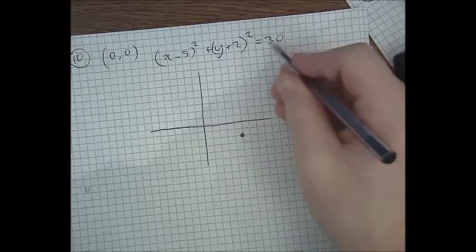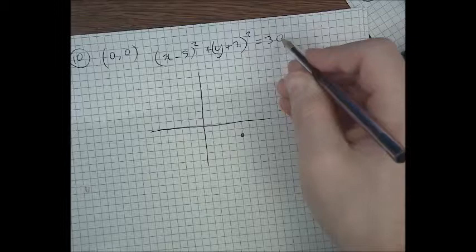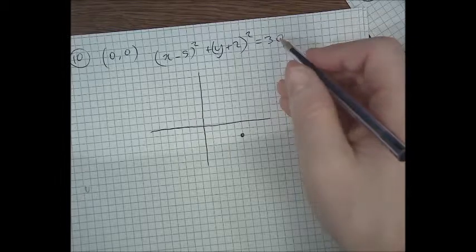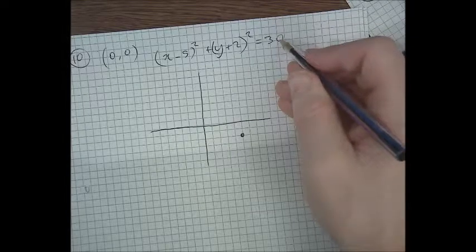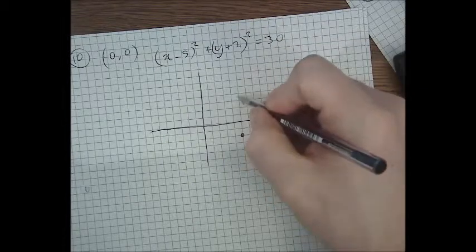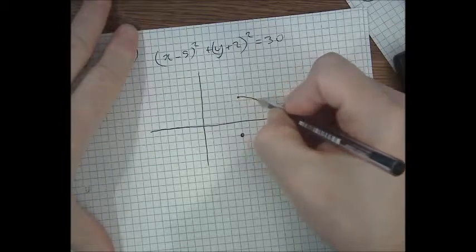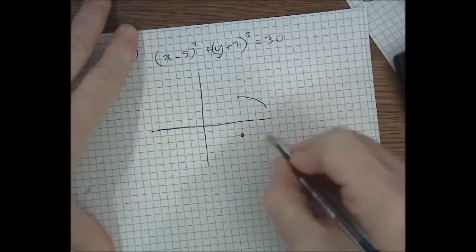So square root of 30 is a fair bit less than the square root of 36, which is 6. That's a fair bit more than the square root of 25, which is 5. So the radius of this is about 5.5. Just trying to get a good diagram going. So go 5.5 this way.